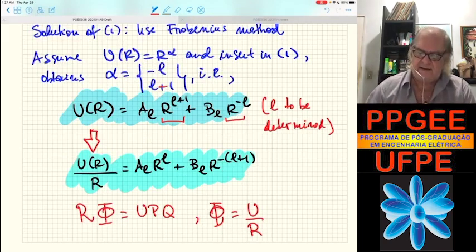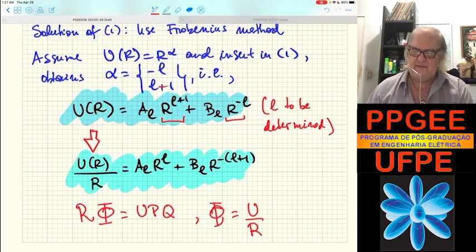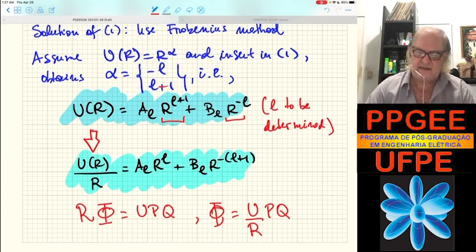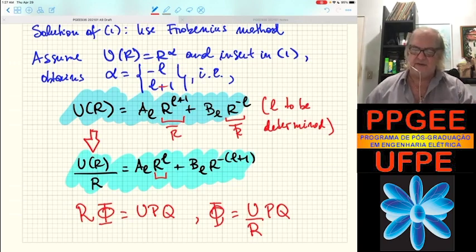So if we do this thing here, it's going to be u, right? So it's just divided by r, and this one here, divided by r. So you're going to have r raised to the l power for the potential function, and r raised to the minus l plus 1 power. So that's the solution for the radial function.